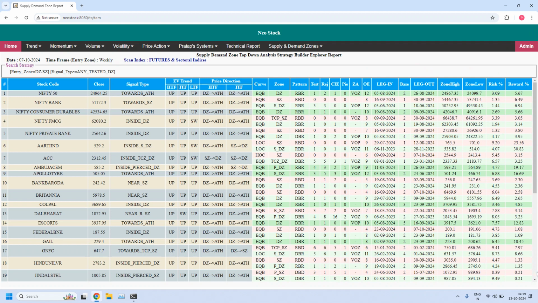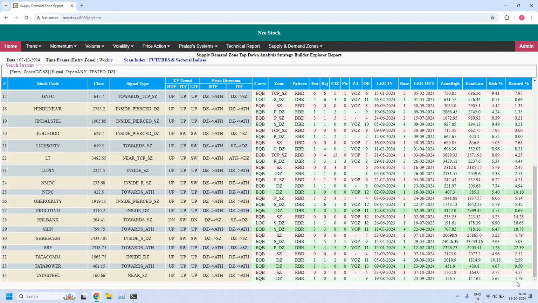Many weekly demand zones are tested. That means prices entered during this week, because overall market was down this week. So many of the stocks tested. Some of these stocks tested the zone and started moving up, and for some of these stocks prices are closed inside the zones. Okay, I'm scrolling the list down. So 34 stocks. All these 34 stocks having the demand zones are tested.